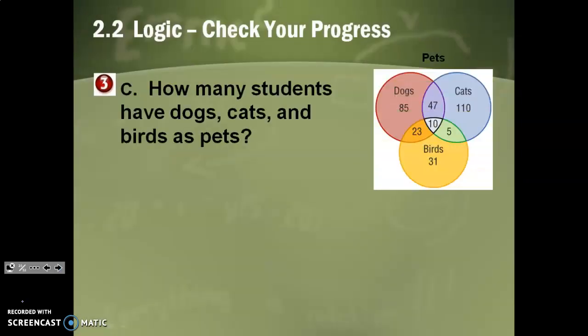And the last one here, how many students have dogs, cats, and birds as pets? So now they need all three of them, and they could have more than one of each, but here this is and. So they need them all. If it was or, it'd be every single number up here. But since it's and, we're just looking right here where all three circles overlap. So we got 10 students with all three types of pets.